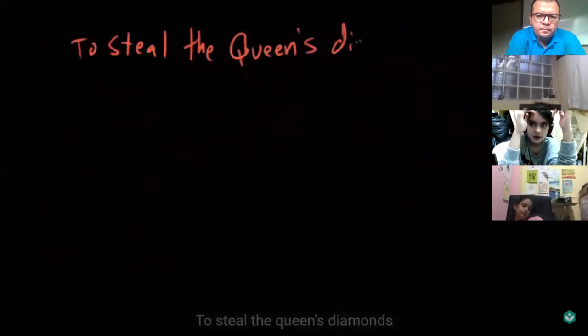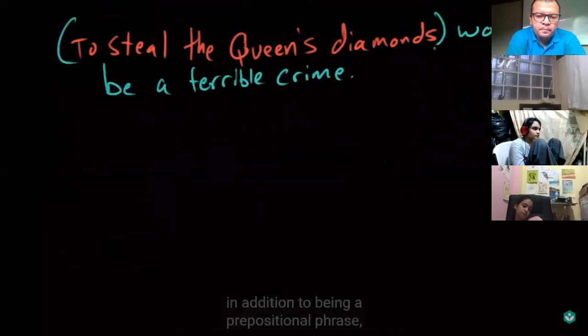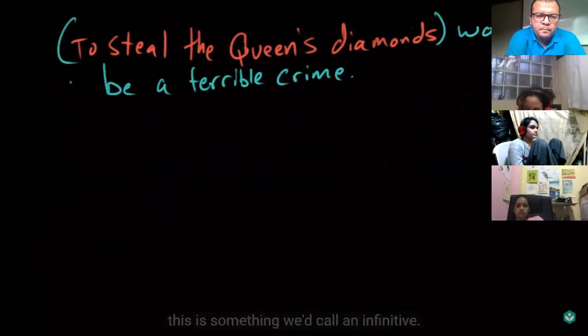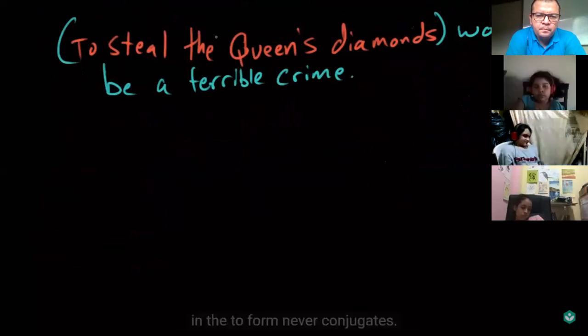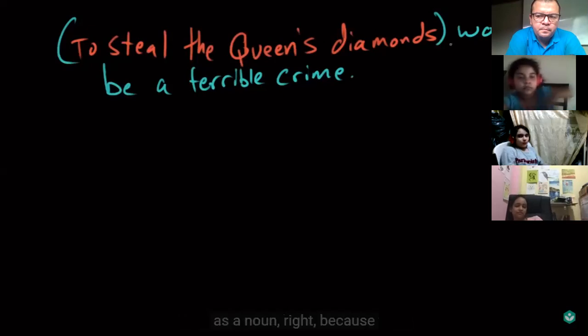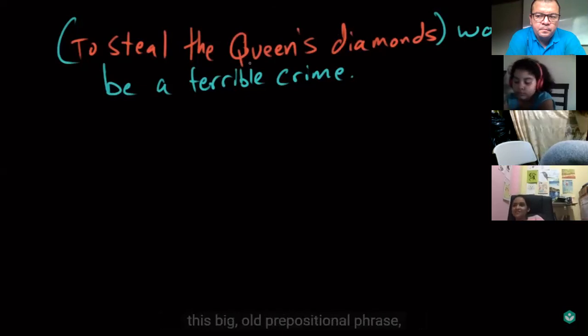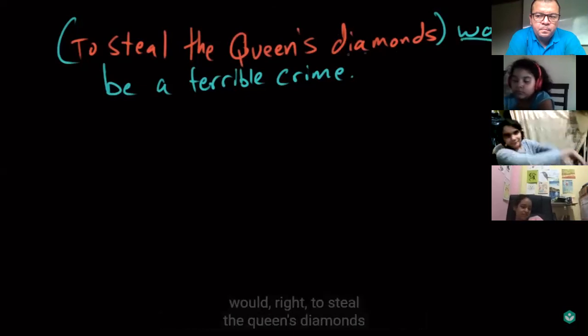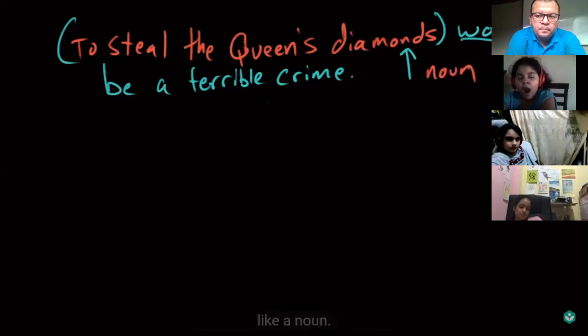To steal the Queen's diamonds would be a terrible crime. This is actually something we'd call, in addition to being a prepositional phrase, an infinitive. The verb to steal, when it's presented like this with the to form, never conjugates. It's not affected by time, so it's kind of infinitive, infinite. But we're treating this whole thing as a noun, right? Because to steal the Queen's diamonds is all being considered one thing. To steal the Queen's diamonds would be a terrible crime. So this prepositional phrase is acting like a noun.